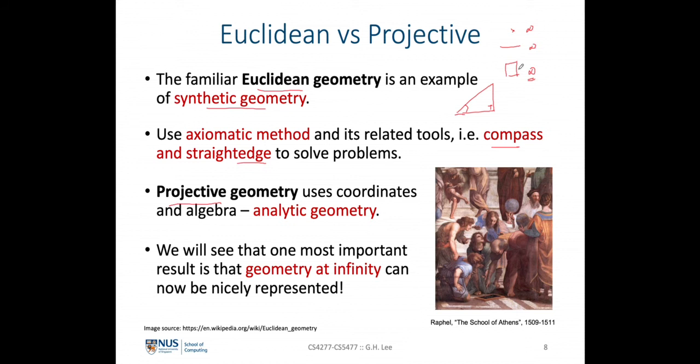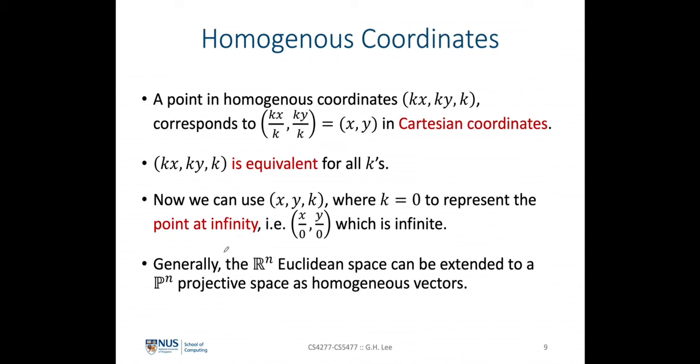But we'll see that by making use of homogeneous coordinates in projective geometry, the infinite points, lines, and planes can be represented elegantly using just a set of numbers, where we do not need to treat them as a separate case. So we'll make use of homogeneous coordinates to describe the projective space.